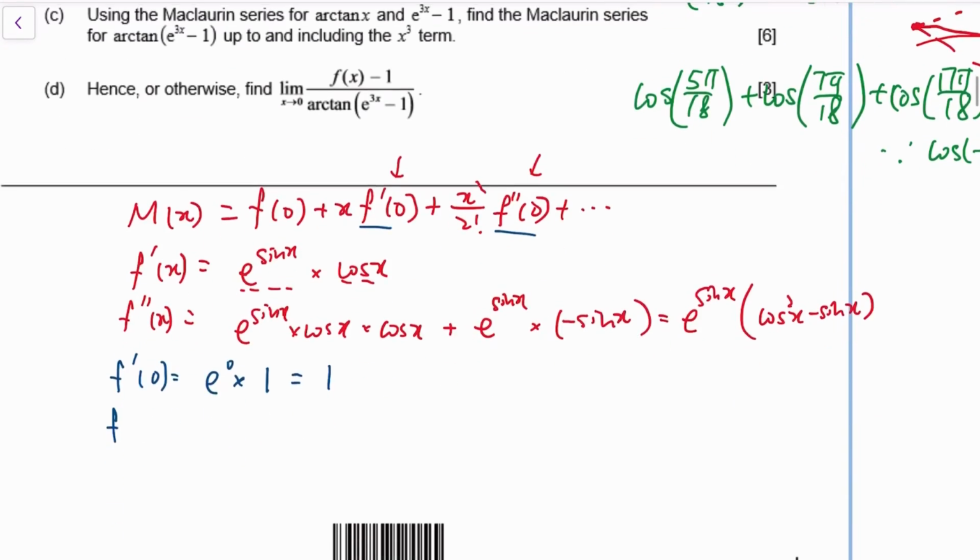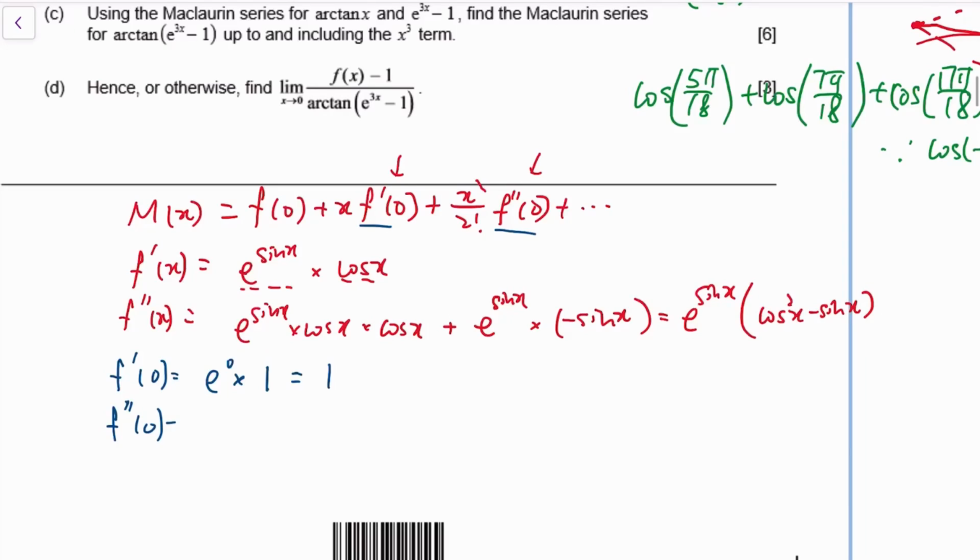And then f prime 0. That's e to the power of 0 times cosine 0, which is 1. 1 squared is 1, minus sine squared 0 is 0. So it's still 1.